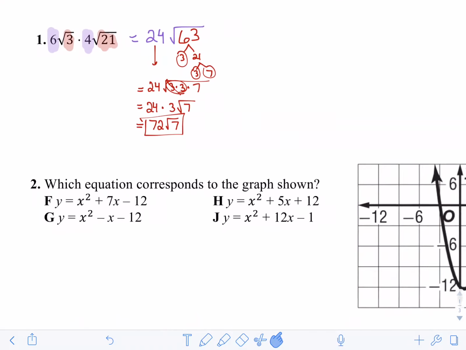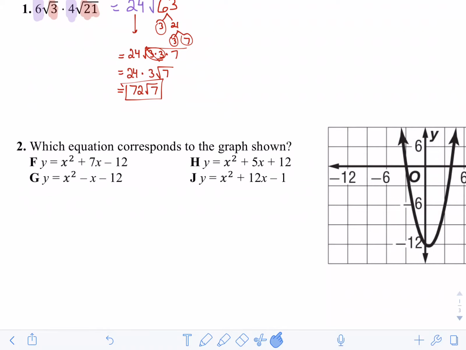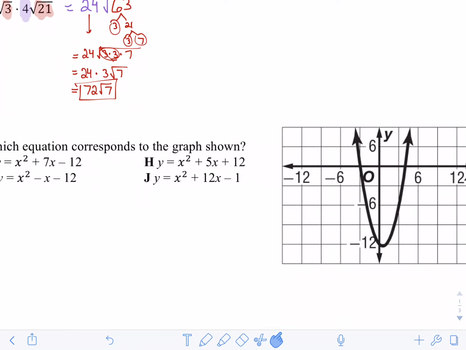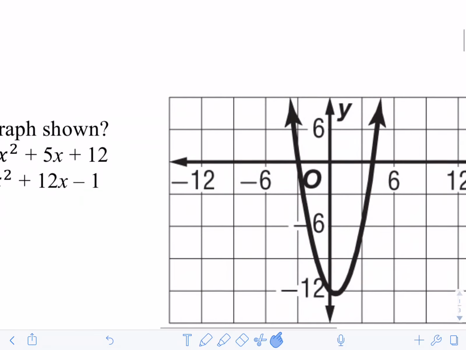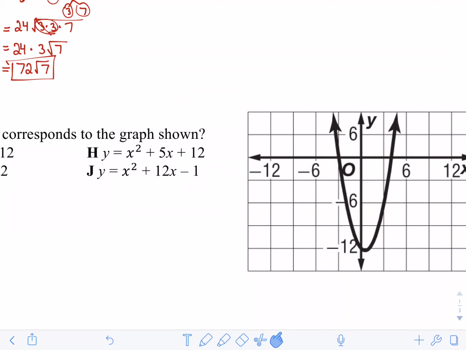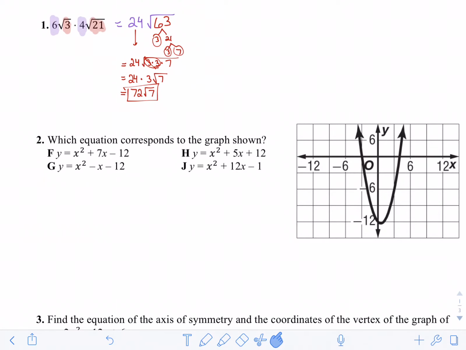Okay, number 2, which equation corresponds to the graph shown? The best way to do this is you can put these into y equals. So first one's x squared plus 7x minus 12. You can look at your graph. And this one, see, it looks like on my graph we're going by 3's. So this crosses past 3, probably around 4, and that's probably going to be at negative 3. And if you look at the graph for letter F, it crosses in between 1 and 2, so letter F will not work.